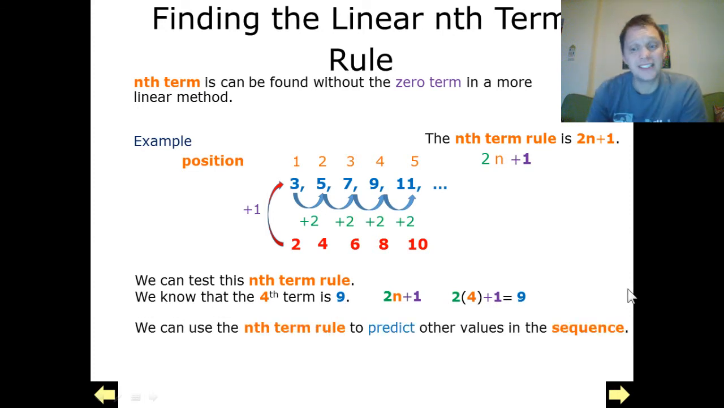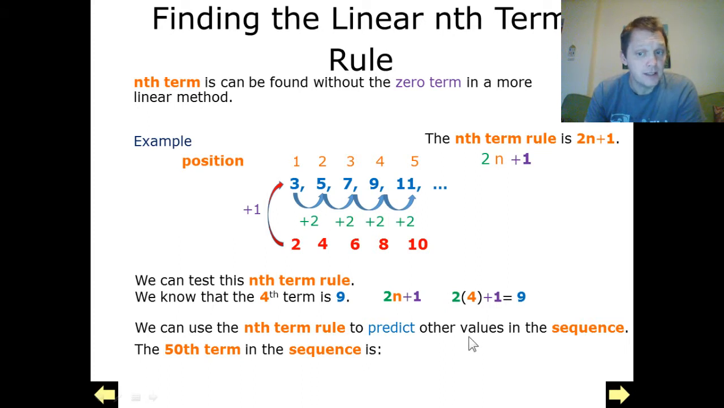We could actually use this to predict other numbers in the sequence. So let's say I'm looking for the 50th term. If I was to replace my n with 50, because I'm looking for my 50th position term, 2 times 50 is 100. Add the 1, that certainly is 101. So my 50th term would be 101.